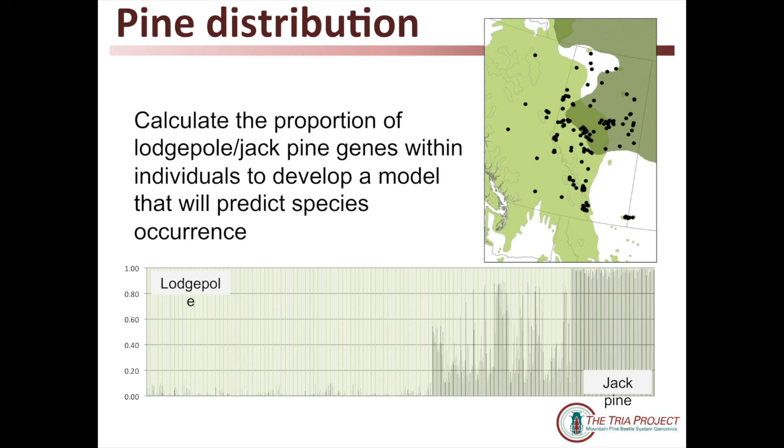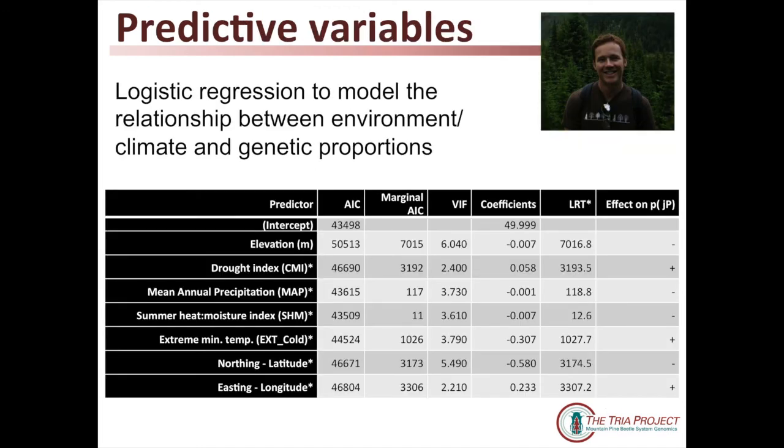And by looking at the environment relationship, we can say where we would expect them to be without sampling the region. This is a modeling exercise I did with Patrick James, who was working on the project and is now at the University of Montreal. What we found was a very strong relationship between species distribution and these environmental factors. Elevation, mean annual precipitation, and summer heat moisture index all had a negative relationship with jack pine probability, whereas drought and extreme minimum temperature had a positive relationship. So you're more likely to find jack pine at low elevation, cold, and dry.